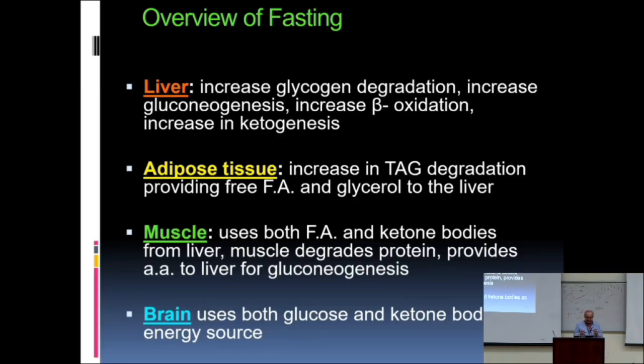So the liver's function in fasting is becoming a factory of glucose. It's a glucose producing organ. It's switched from a glucose consuming organ in the well-fed state to a glucose producing organ in the fasting state.